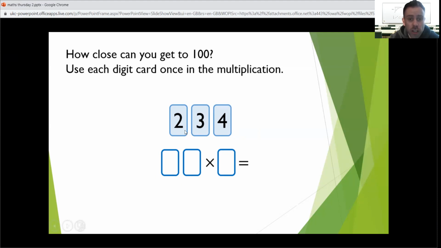So you can rearrange these three digit cards into any order you like to make a two-digit times by a one-digit calculation. You could put the 4 first, you could put the 4 last, you could put the 3 in the middle or the 3 last. It's up to you. And you're making a different number here and you're timesing it by a different number here. And the goal is to get as close as possible to 100. This is called trial and error. It's where you try things out, you might make a few mistakes, and eventually you should get close enough and find your answer. So you're going to have a little go at that on your whiteboards and paper again, and you can pause the video now.